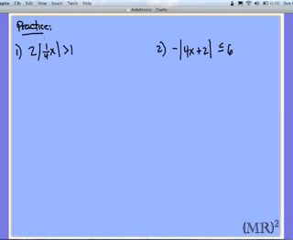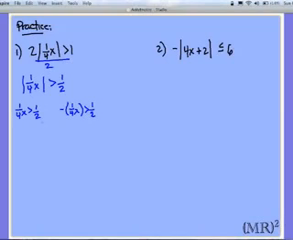On the left, I'm going to start by dividing both sides by 2 to get rid of this and only have the absolute value of 1/4 x is greater than 1/2. And that means I either have 1/4 x is greater than 1/2 or a negative 1/4 x is greater than 1/2 because of the rules of absolute value. And now here I can multiply both sides by 4 to get x is greater than 4/2, which means x is greater than 2.